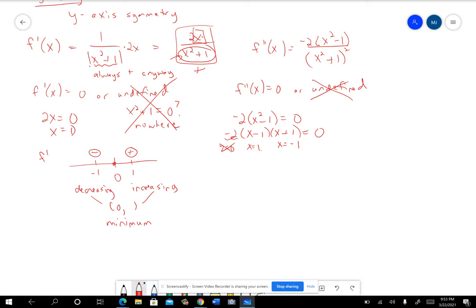All right, so let's go ahead and find out what the y coordinate would be. And let me just remind you that f of x was the natural log of x squared plus 1. So if you plug in 0, you're going to get the natural log of 1, and the natural log of 1 is 0. Okay, so (0, 0) is going to be a minimum. All right, now let's consider the inflection points over here.